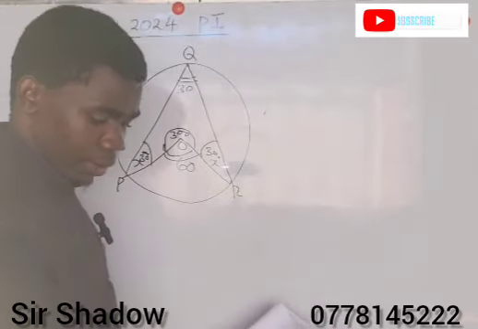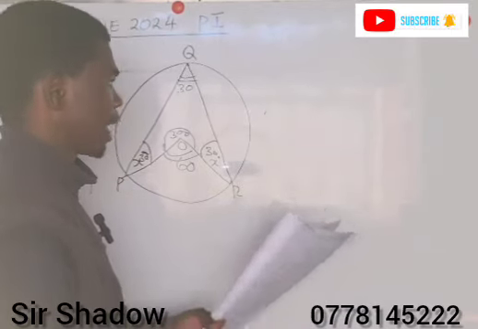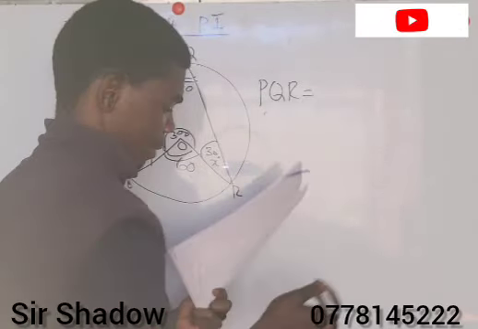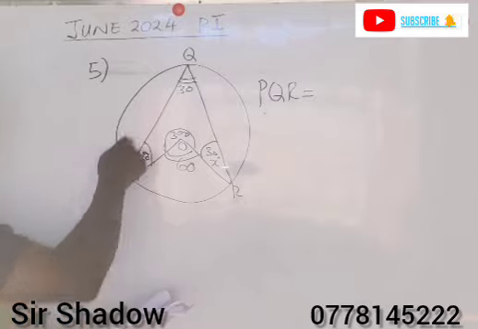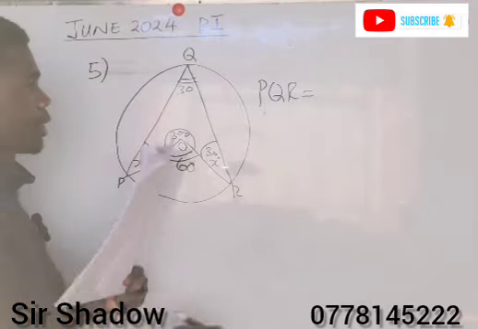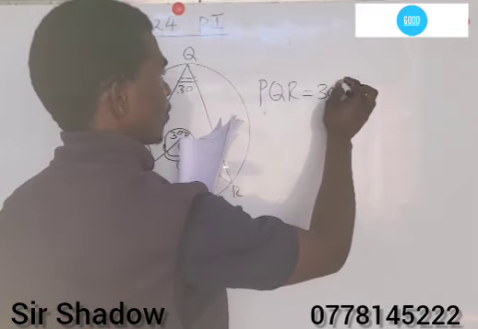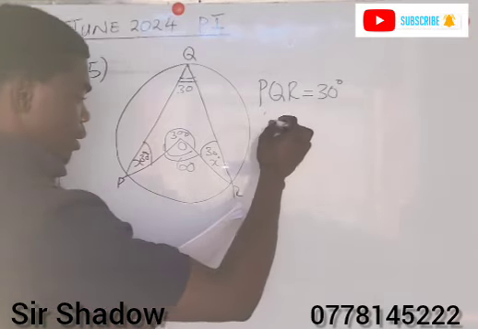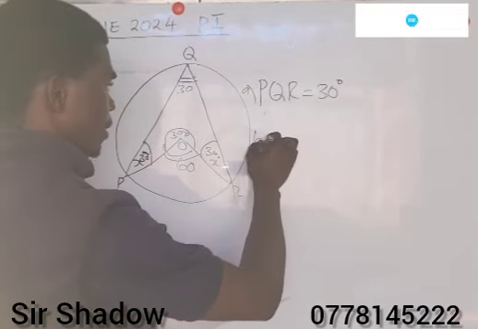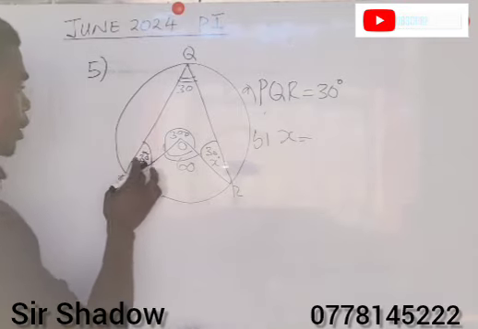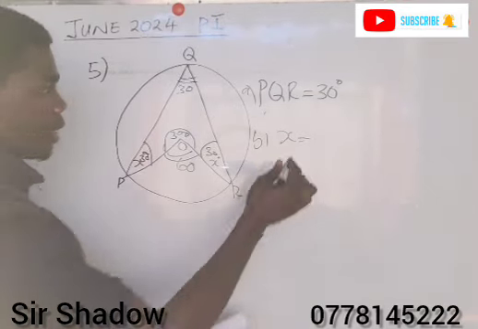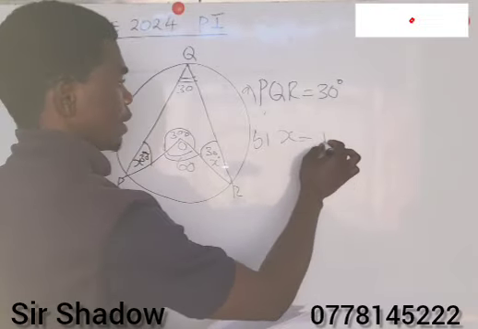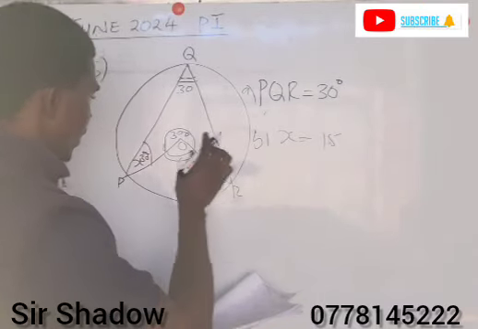Alright. The first question, PQR. We are asked to find angle PQR, which is 30 degrees. It becomes easier now, 30 degrees. Then the second one, find the value of x. This is part A. Part B, x is equal to, from what you have done, x is equal to 15 degrees. 15 degrees, sorry.